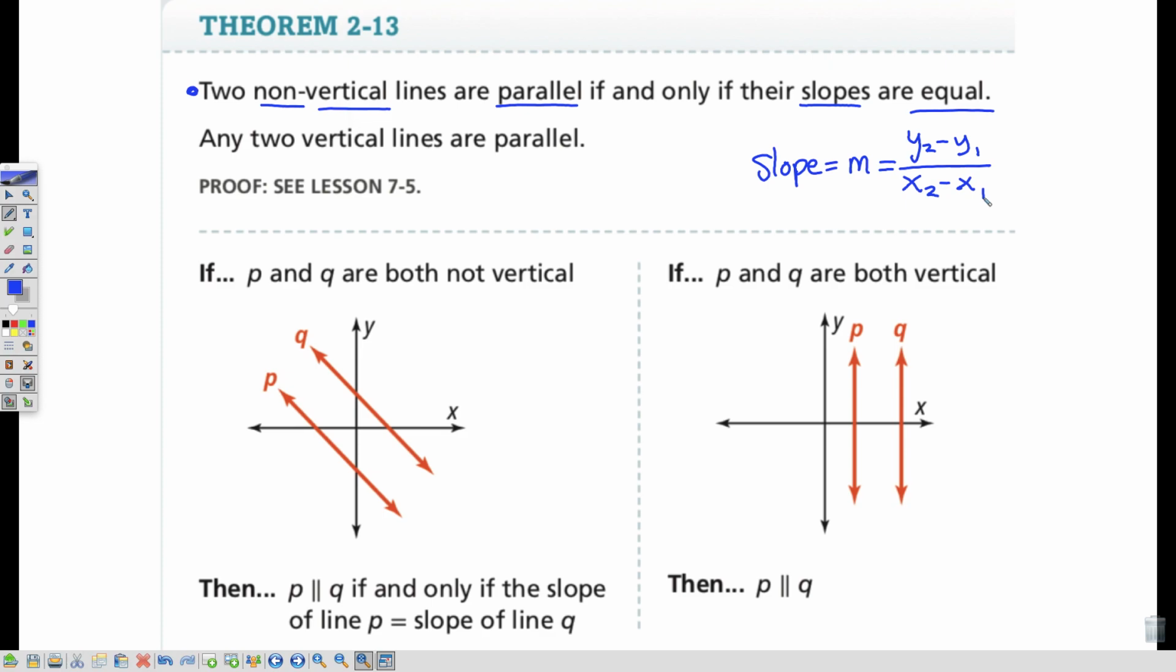And then any two vertical lines are what? Parallel. So the first picture is showing you non-vertical lines that are parallel, and the second picture is vertical lines, yes?